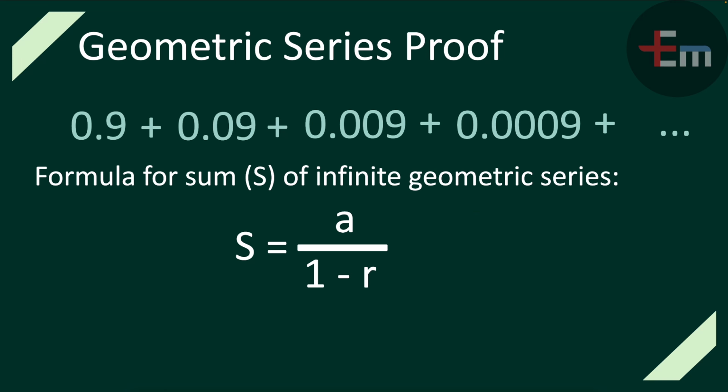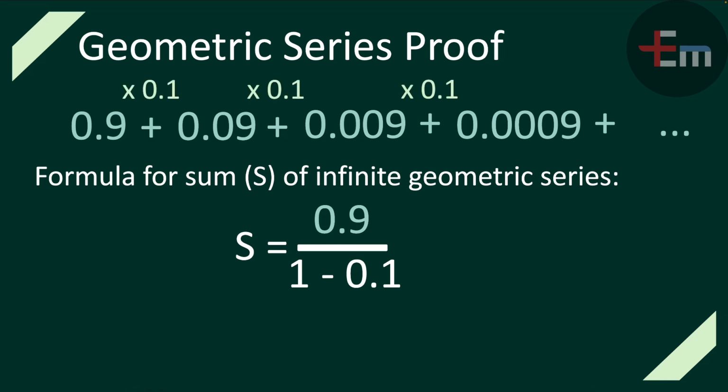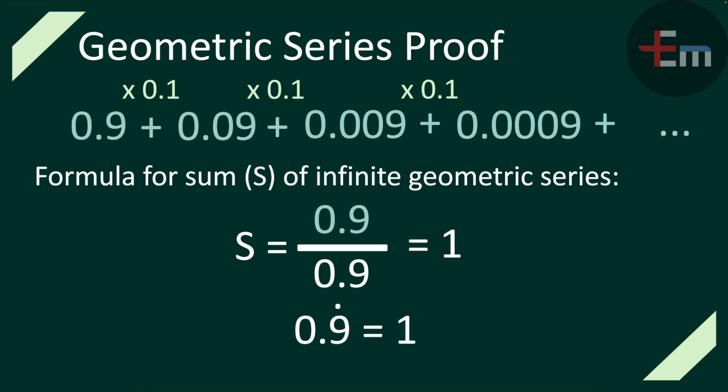In our case, A is 0.9 and R is 0.1, which is less than 1 because every time the term times 0.1 is the next term, which explains the ratio. S, the sum of this series, is equal to 0.9 over 1 minus 0.1, which is 0.9 as well. So 0.9 over 0.9 is just 1. The sum is 1. So 0.9 recurring is equal to 1.